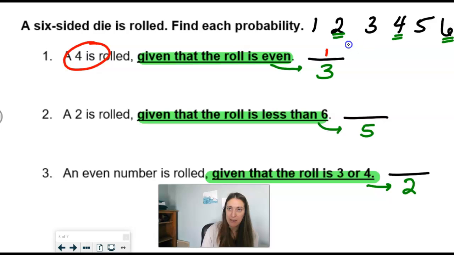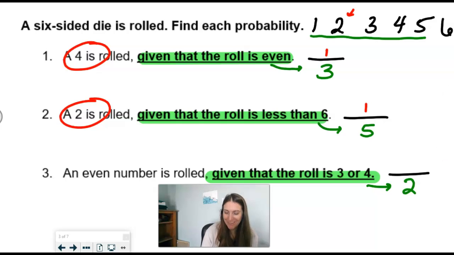All right, so now the other one, remember we were going to, given that we were rolling something less than 6, so one of these 5. So out of those 5, the probability that a 2 is rolled, well, y'all, there's just 1 2 there.